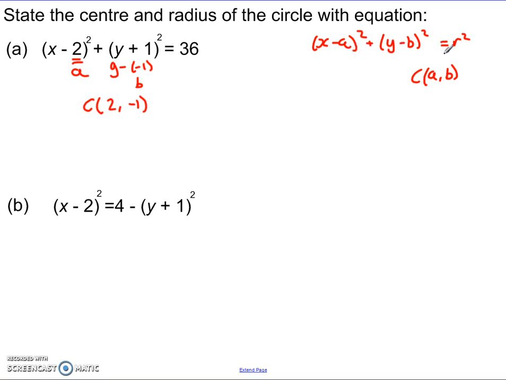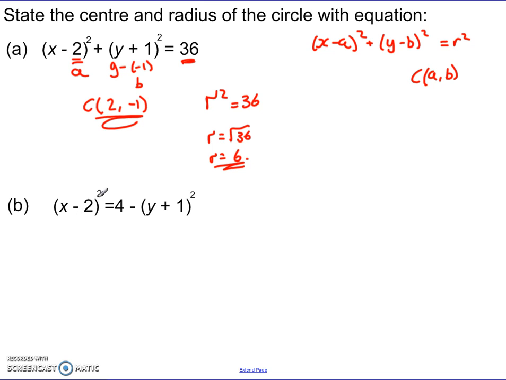Well, I know the equation is equal to r squared, and in this case it's equal to that, so I know that r squared is equal to 36. So r is equal to the square root of 36. The radius for this one is 6. So I've got a centre at 2, -1, and a radius of 6 for this circle.